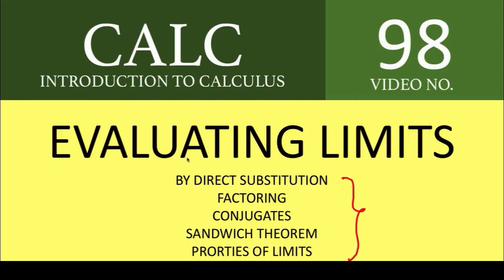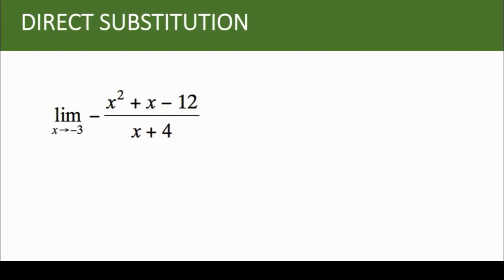When we say we are going to evaluate the limits, what we want to do is compute. We want to find the value of the limit. So let's have some examples. Let's say this is our problem. Find the limit as x approaches -3 of this rational function. The first thing that we're going to do is try the substitution method. If the substitution method works, that implies that the function is continuous at x equals -3. So let's substitute now -3 for the values of x.